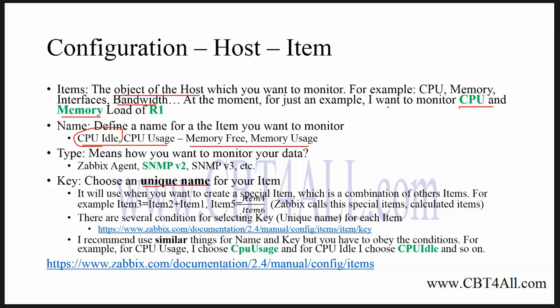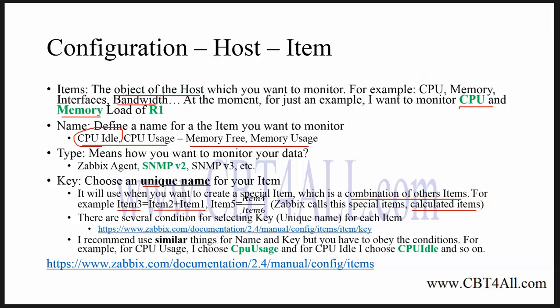Zabbix has this facility to let you use a special item. This special item is a combination of other items. For example, you can create a new item called item 3 and say, hey Zabbix, item 3 equals item 2 plus item 1. Or for example, item 5 is item 4 divided by item 6. Zabbix calls these special items calculated items.